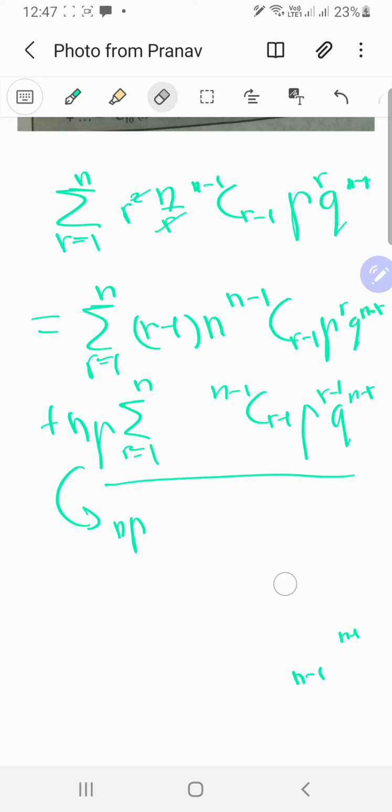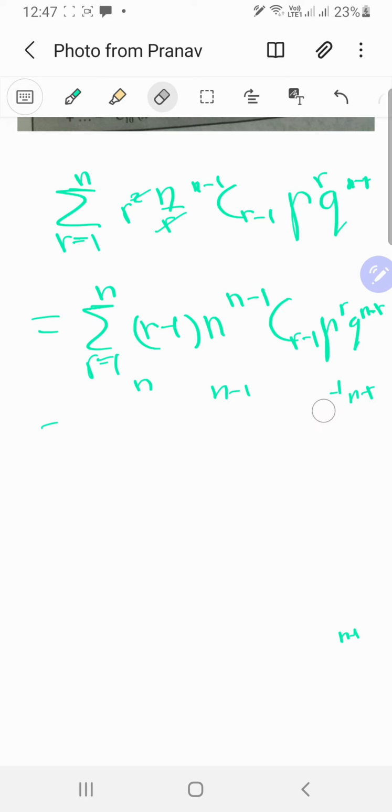So this complete thing we don't even care about, it's just np over there. It's kind of nice. This is actually np. Okay, and what about this thing? So r minus 1 into n, and then n minus 1 c r minus 1 thing.